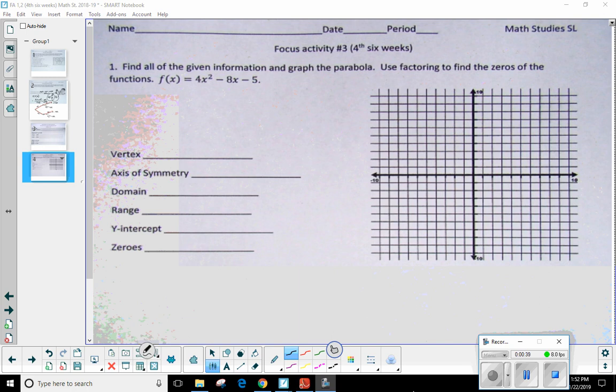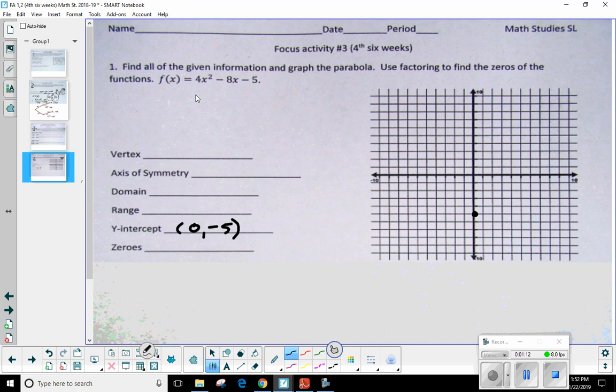Okay, so a couple things we can already tell just by looking at it. Would it open up or down? Up, because the leading coefficient is positive. What's the y-intercept? -5. Remember, that c in this form, ax squared plus bx plus c, is always your y-intercept. So 1, 2, 3, 4, 5. So I can go ahead and get that. And for my y-intercept, remember, we always want to write that as an ordered pair because it's a location.